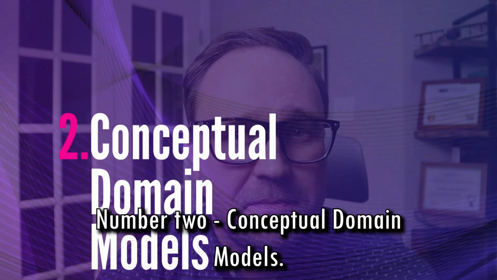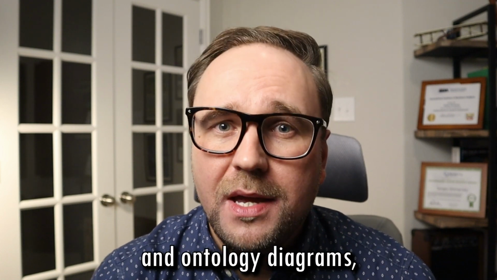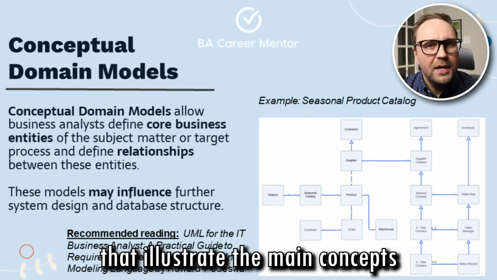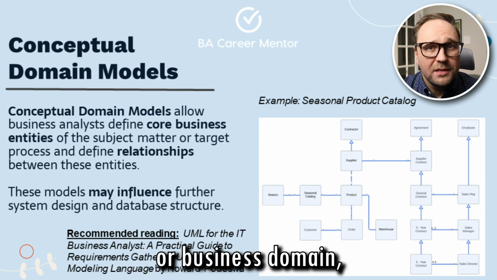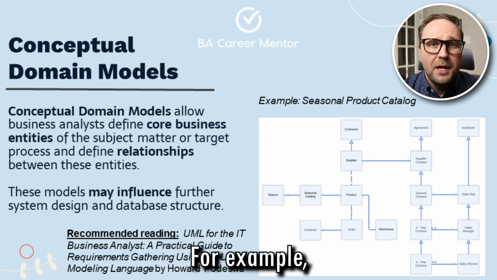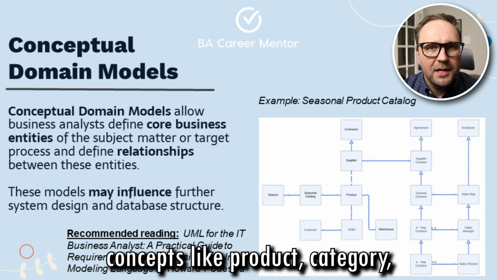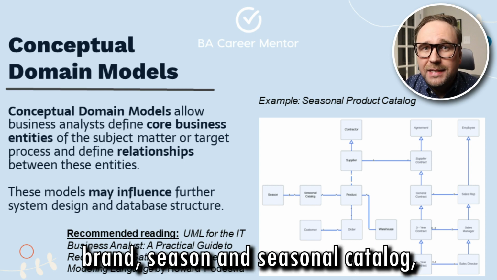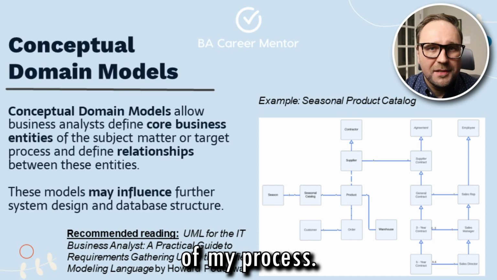Number 2. Conceptual domain models. Conceptual domain models are a mix of entity relationship and ontology diagrams. They illustrate the main concepts and entities within your process or business domain and how those concepts relate to each other. For example, when I'm defining the structure of a product catalog, I want to include concepts like product, category, brand, season, and seasonal catalog, as well as suppliers and warehouses, depending on the specifics of my process.